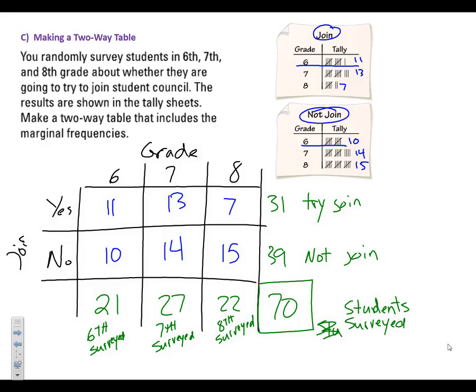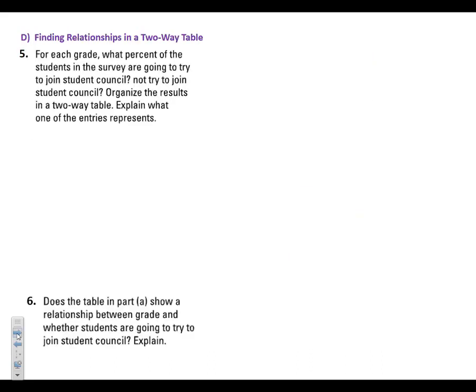And you can make that right in class if you said, I want to survey the class about something. And you can find ways to make two categories and write the two-way table and construct it. And so let's move right along on finding relationships in two-way tables. And it says, for each grade, what percent of the students in the survey are going to try to join student council and not try to join student council? Organize the results in a two-way table. Explain what one of the entries represents.